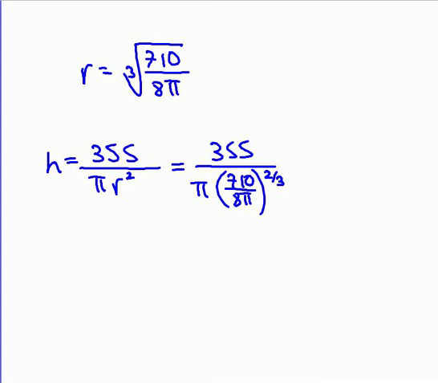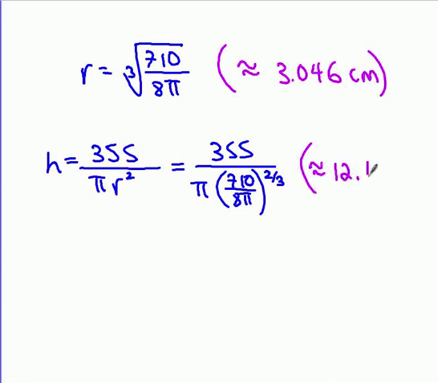Again, just because I was curious, I ran this into the calculator, and I found out that this radius is approximately 3.046 centimeters, that this height is approximately 12.182 centimeters. And interestingly, if you were to go and measure a Coke can, you would discover that those are very close to the actual dimensions of a Coke can.